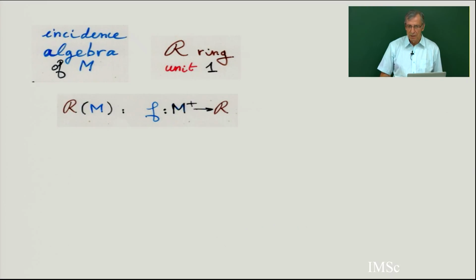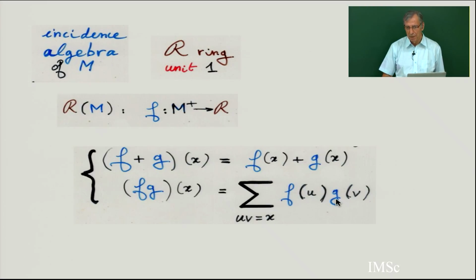So the incident algebra is defined by this. And we know that this is defined because there is a finite number of factorization. There's a finite number of ways to cut x into a product uv. So this is well defined.